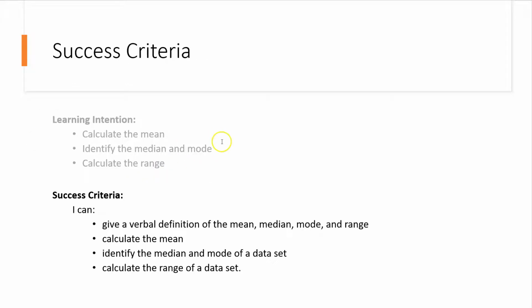By the end of this lesson, you should be able to give a verbal definition of what the mean, median, mode, and range are. You should be able to calculate the mean of a data set. You should be able to identify the median and the mode of a data set. And finally, you should be able to calculate the range of a data set.